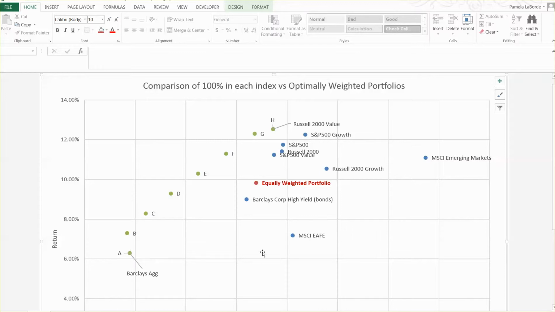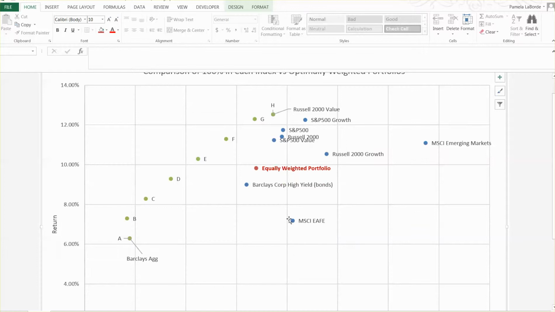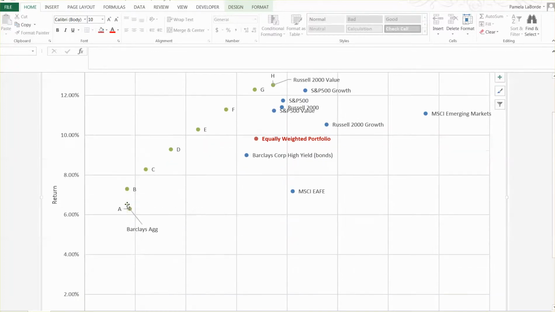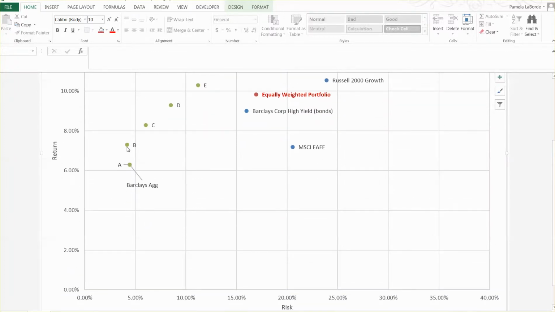So, for instance, let's just talk about the Europe, Australasia, and the Far East index. That generated a return of 7.18%. But it did it at the cost of high risk, 20.54%. Well, over here, I see that if I had, now I know that's not telling you a whole lot of information, but it is telling me the return and risk numbers, and I just need to look at something down here.